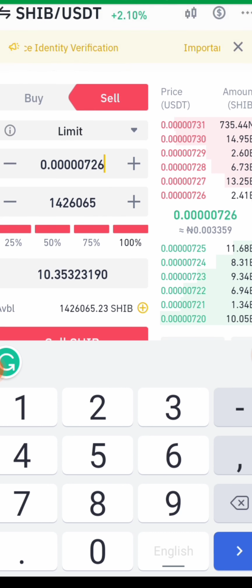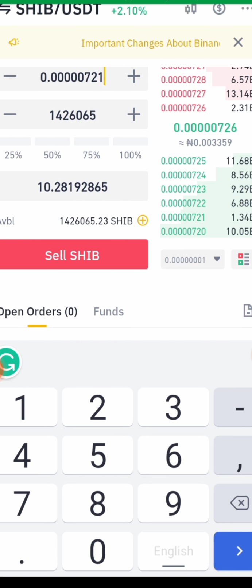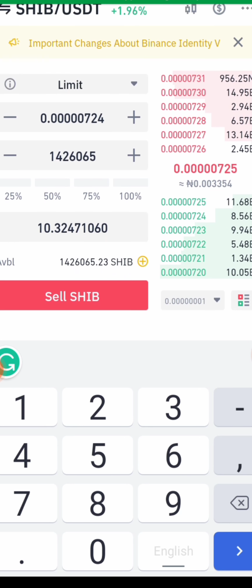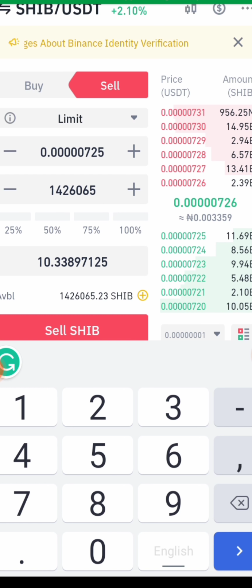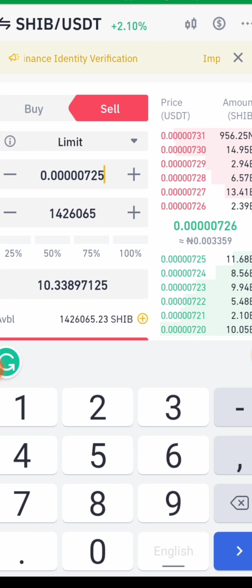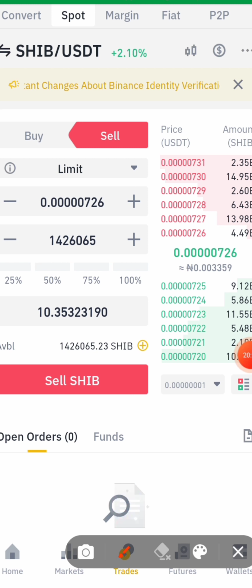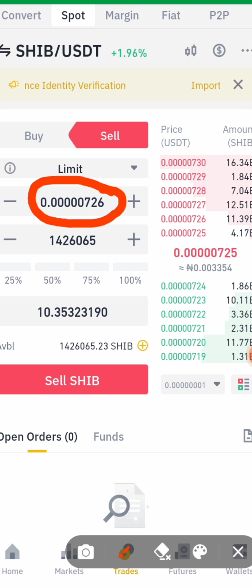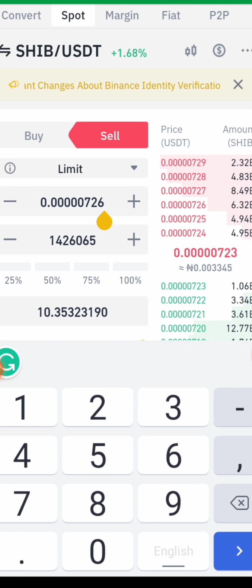It's not going to be sold instantly. It's going to be kept somewhere here. Now, you also know, have I not told you, that you can actually change the price anyhow you want. What is the market price now? This is the market price, 726. 726 is the market price. You can come and vary this figure as you like.